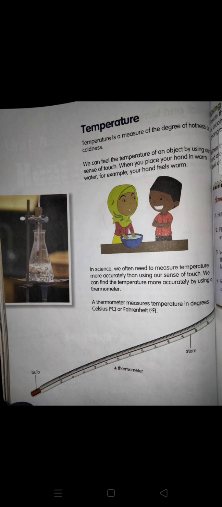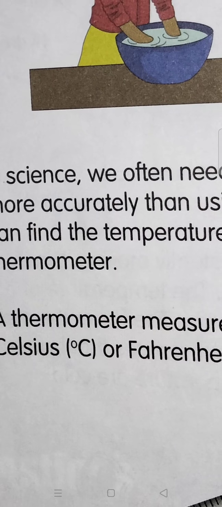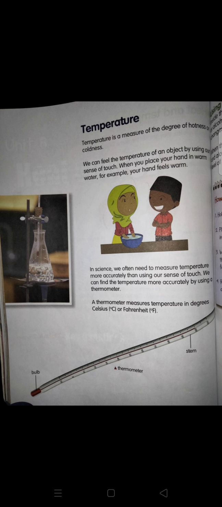And in science we often need to measure temperature more accurately than using our sense of touch. Obviously sense of touch से हम temperature feel तो कर सकते हैं किसी object का, but accurate नहीं होता. So in science we have to measure the temperature of objects accurately. That's why for this purpose we use a thermometer. A thermometer is used to measure the temperature, the degree of hotness or coldness of an object. So we can find the temperature more accurately by using a thermometer, and a thermometer measures temperature in degrees Celsius or Fahrenheit, right? This is Celsius and this is Fahrenheit.